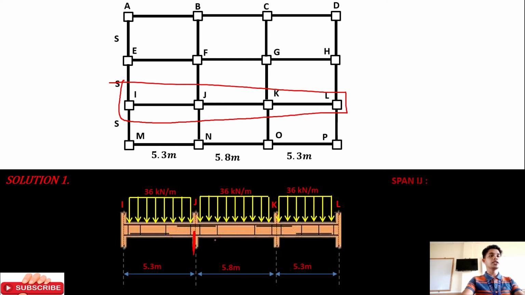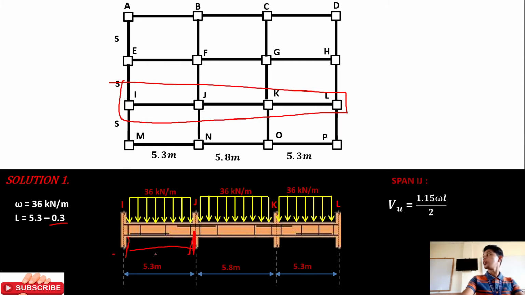mag-add tayo ng 15% or 1.15 WL over 2. So, ang kailangan natin computin is yung L. So, yung L natin is 5.3 minus 0.3. Bakit naging 0.3? Kasi ito, di ba, ang clear span mula dito hanggang dito lang ang clear span. So, 5.3, babawasan natin ang kalahati ni column na 0.15 yan. Kabila is 0.15 din. So, 0.15 plus 0.15 is 0.3.